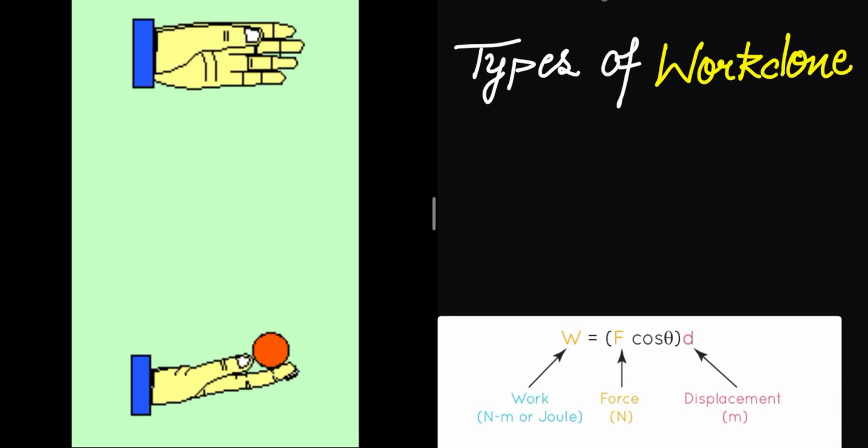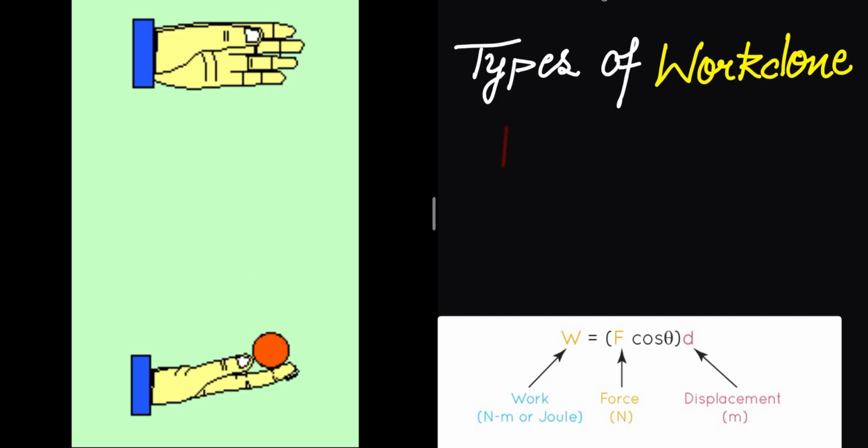Today we are going to discuss a very interesting topic in physics, which is types of work done. In the last lecture, if you remember, we discussed what work done is. In physics we say work is said to be done only when a force is applied on a body which makes the body move. That is, there is a displacement of the body from its original position because of that applied force.